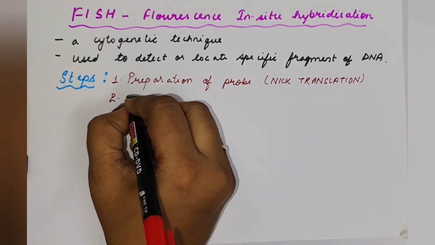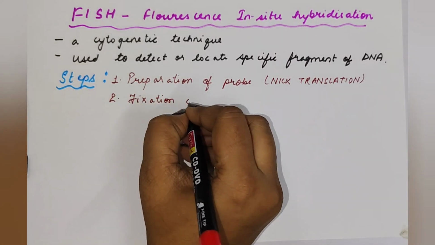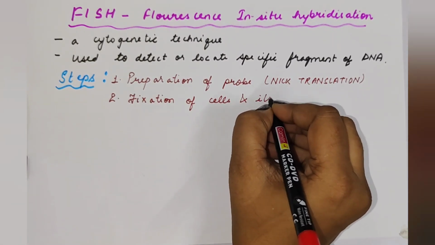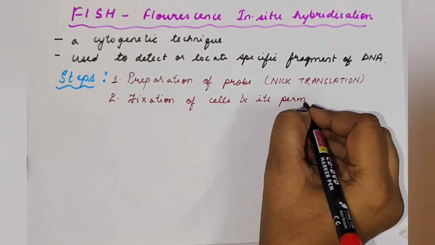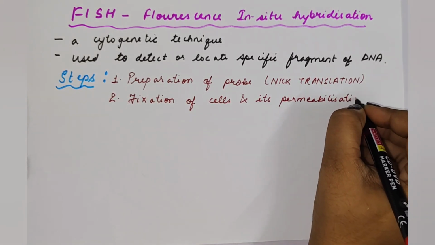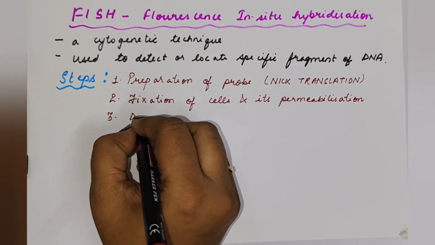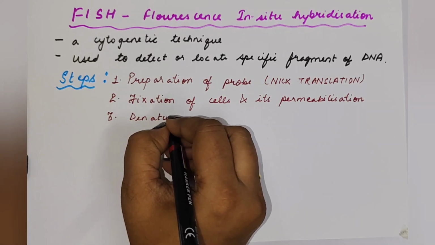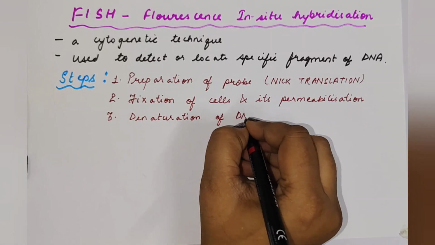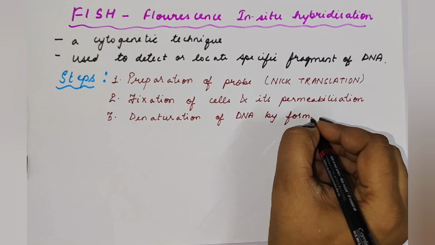So, after the probes have been prepared, the second step is the fixation of cells and its permeabilization. Now, the cells in which we have to locate the specific fragment are fixed onto a glass slide and permeabilized. Permeabilized means the cell is made permeable so that our probe may enter the cell, because the probe has to bind to the DNA or the gene which is present inside the nucleus of the cell. So, for the probe to enter the nucleus or reach the DNA, the cell has to be permeabilized.